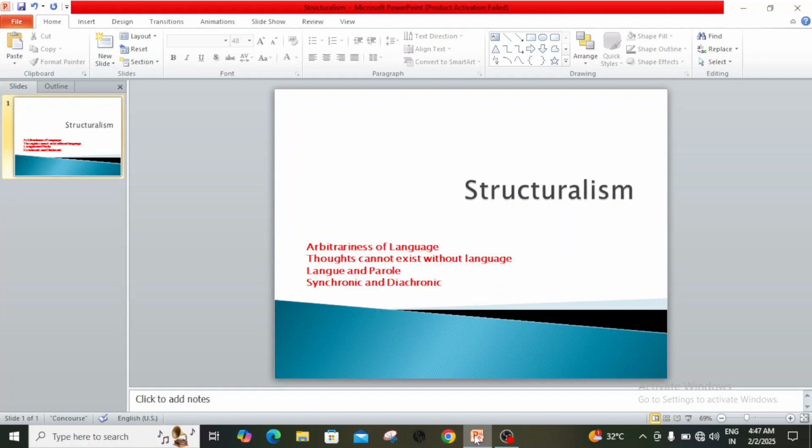For example, for dog, in Hindi we use kutta, in Tamil we use nai, and in Malayalam we use naya, and for one particular animal we are using different words. This is arbitrariness, as there is no logical connection between the four-legged animal dog and the words used for it in different languages. There is no relation between all these words for dog in different languages. This is called arbitrariness of language.